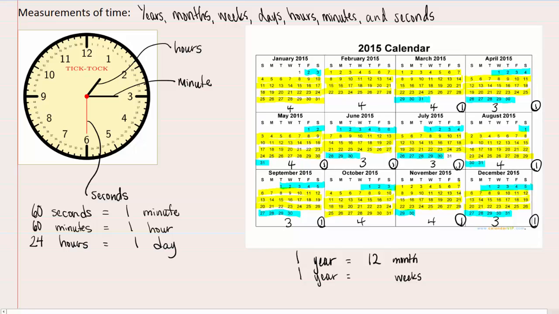This means that if we add all of these up, we would have 52 weeks in 1 year. The last thing that we could do is find out how many days are in 1 year. If we counted up all of the days, we have 365 days.